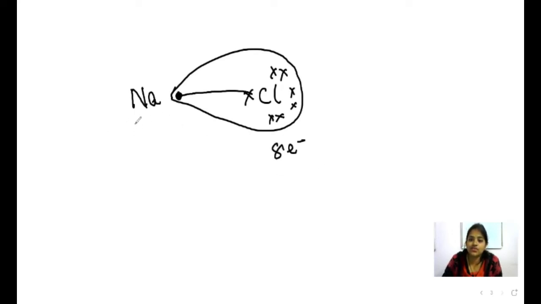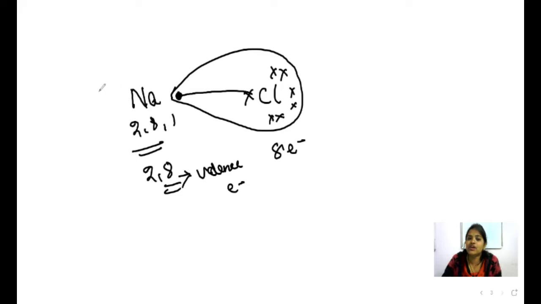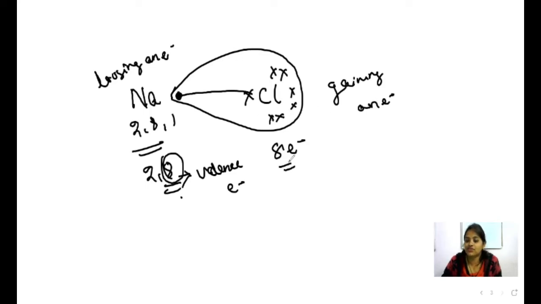If we consider sodium, which has the configuration 2, 8, 1, by losing one electron sodium now has 2, 8. That means 8 is now the valence electron count. By losing one electron, sodium completes 8 electrons in its outer shell. By gaining an electron, chlorine has 8 electrons in its outermost shell.